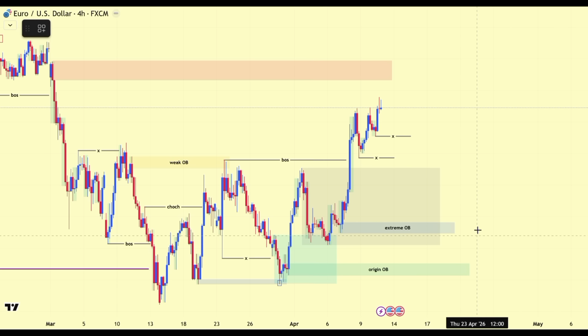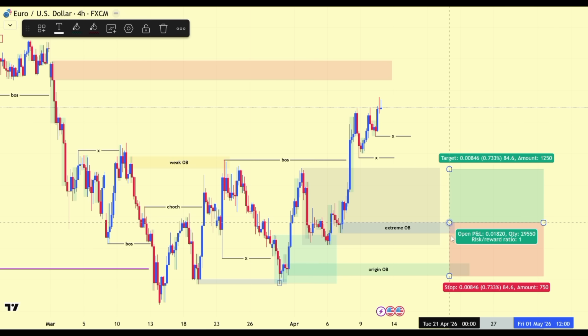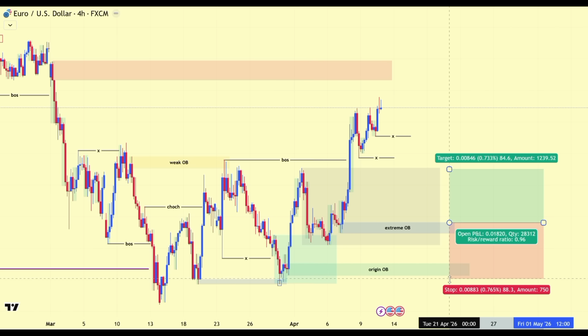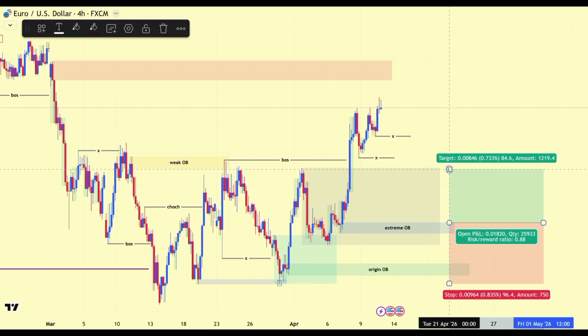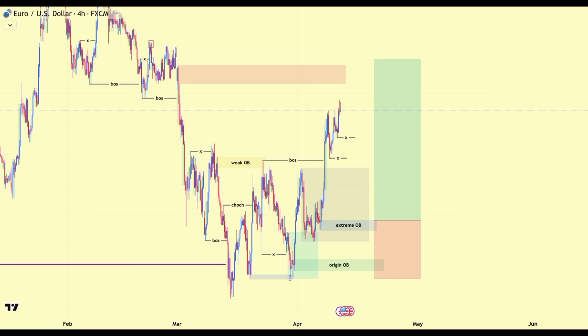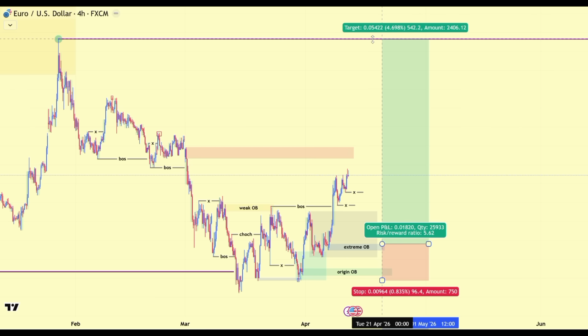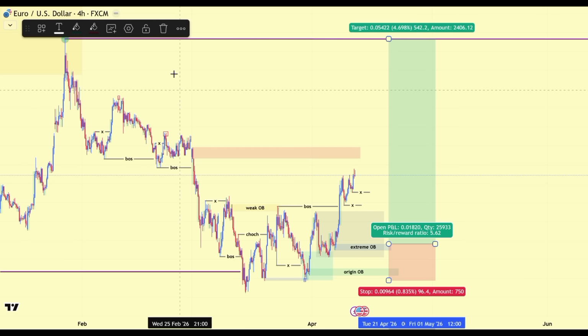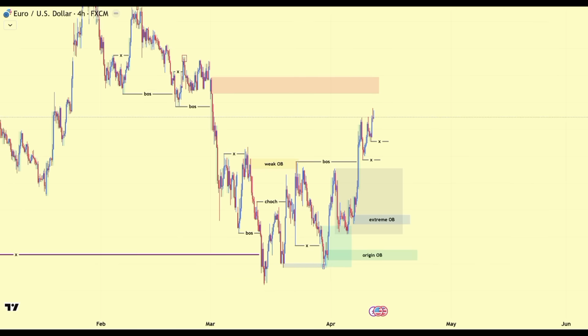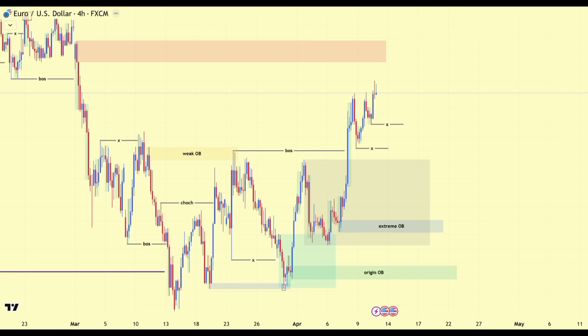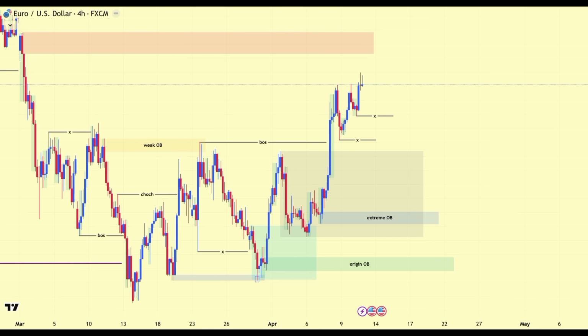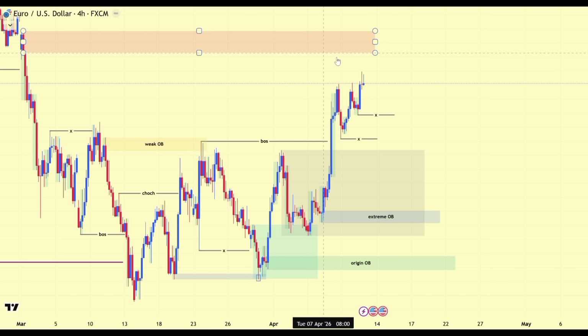But if I am to set a buy limit order, I would set it from there. Stop loss, of course, below this low, and of course I'll be targeting the weekly high, of which it is of course this one here. So if I was to set that limit order, but since I don't want my trades to last that long, then in that case I'll just have to wait and see what price does here on Euro USD.